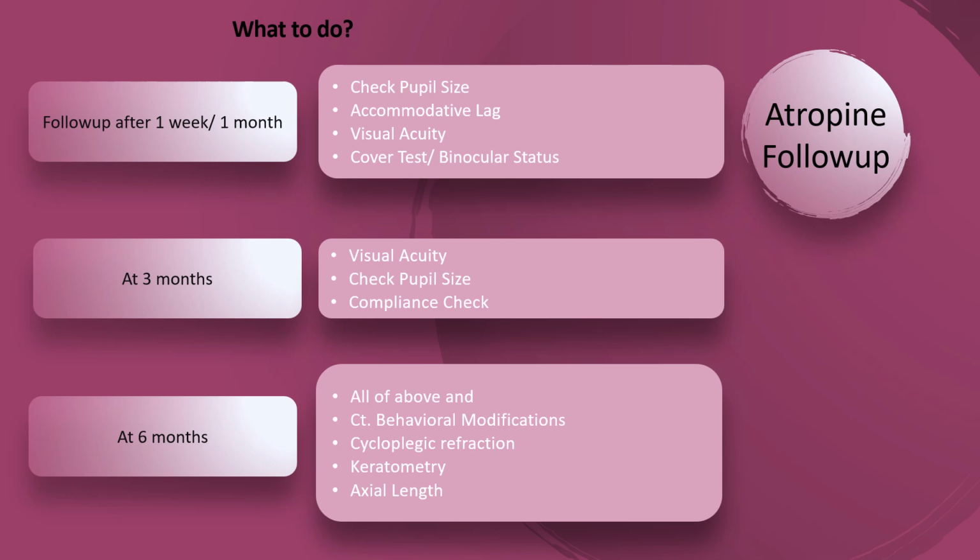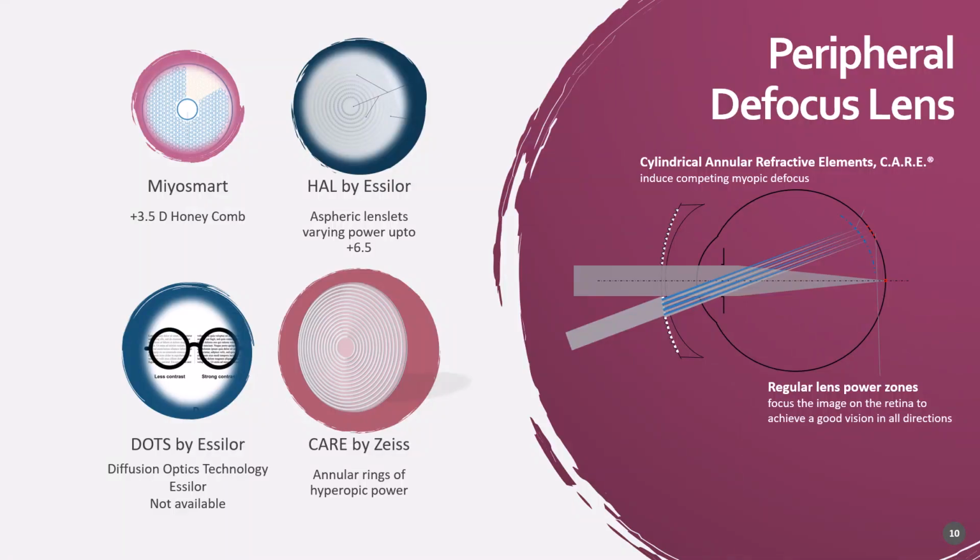Accommodative lag, pupil size, visual acuity, cover test, near point of accommodation, near point of convergence. All of these things go with atropine. Follow up after 1 week, 1 month, 3 months, and at 6 months. And then there are peripheral defocus lenses.